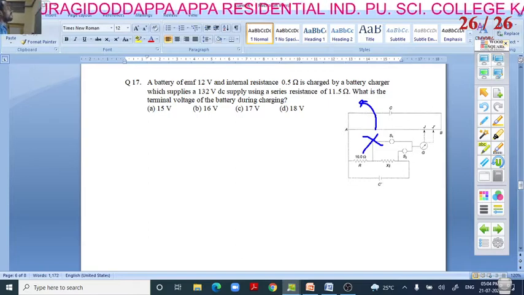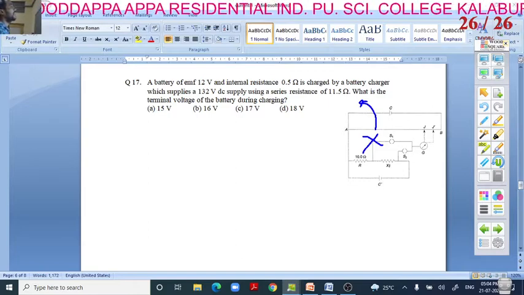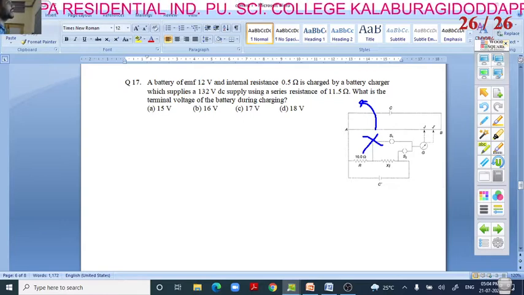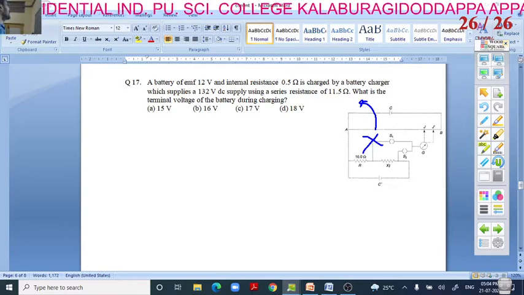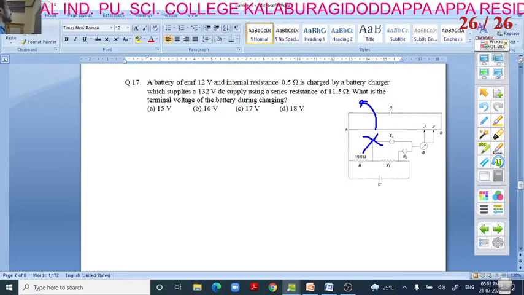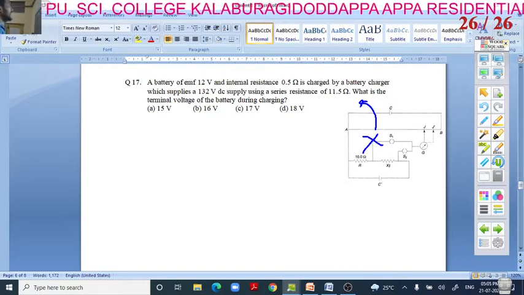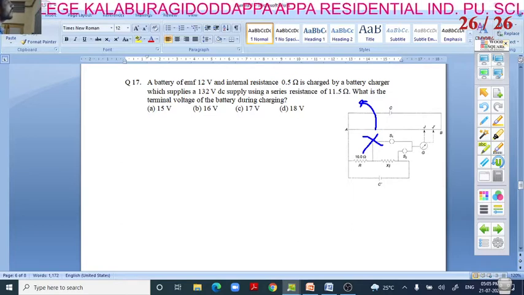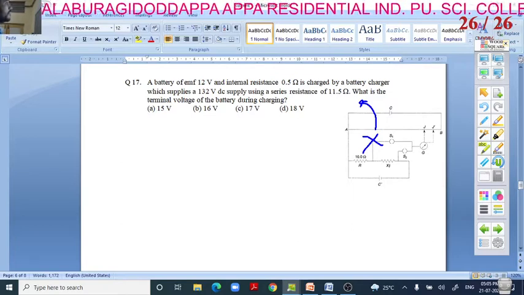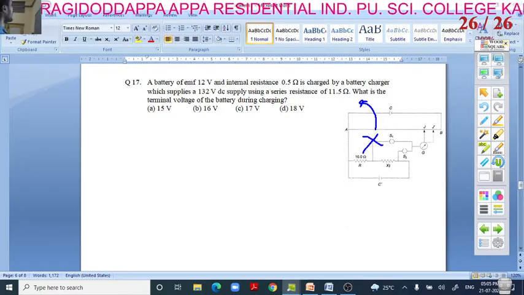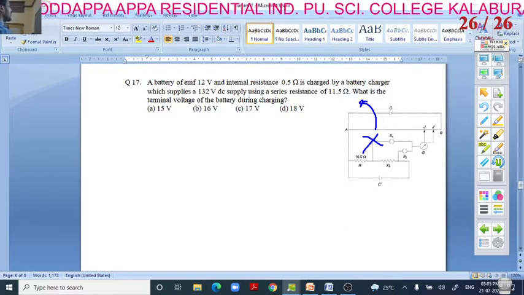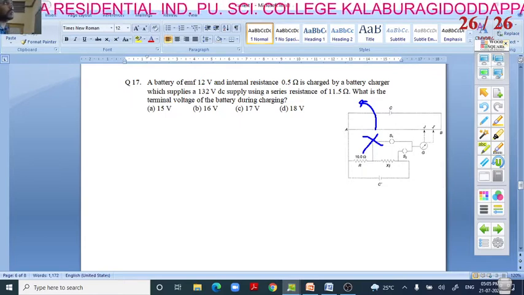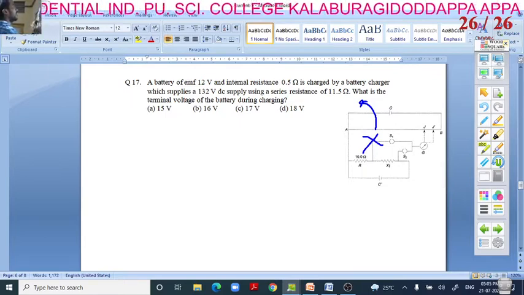A battery of EMF 12 volt and internal resistance 0.5 ohm is charged by a battery charger which supplies a 132 volt DC supply using a series resistance of 11.5 ohm. What is the terminal voltage of the battery during charging? Terminal voltage. So we know the formula.